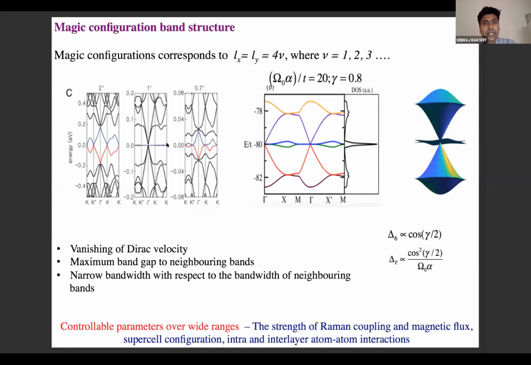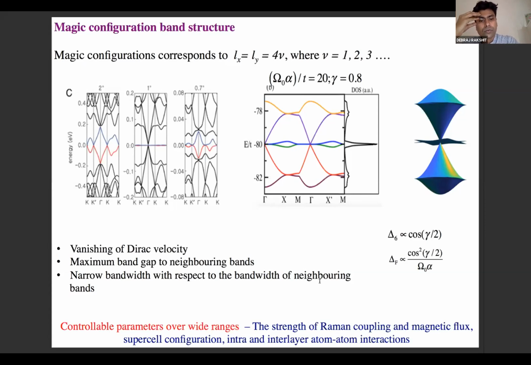You can see that this shares some features with the magic angle graphene shown on the left. This is a paper from McDonald, but most probably I forgot to cite it. You can set different criteria, for example a vanishing Dirac velocity and maximum band gap to neighboring bands, or a narrow bandwidth with respect to the bandwidth of the neighboring bands. We know these particular band structures are precursors to many interesting strongly correlated phenomena happening in lattices.